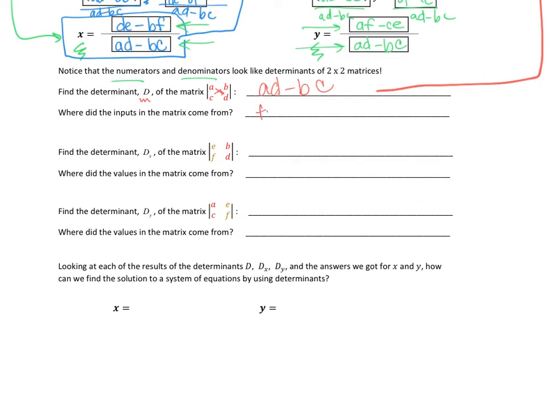Now, I'm going to write that down. So they're the coefficients of the x and the y. Now, Dx, they see a little tiny x down there. Look what they did. It replaced that first column with EF.